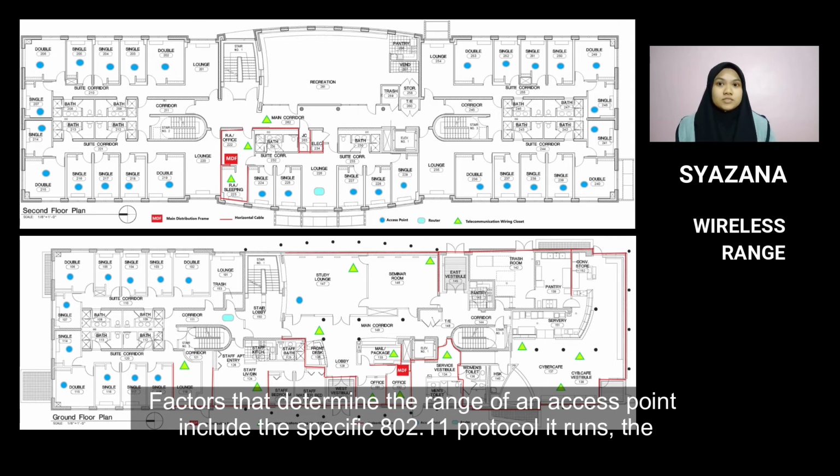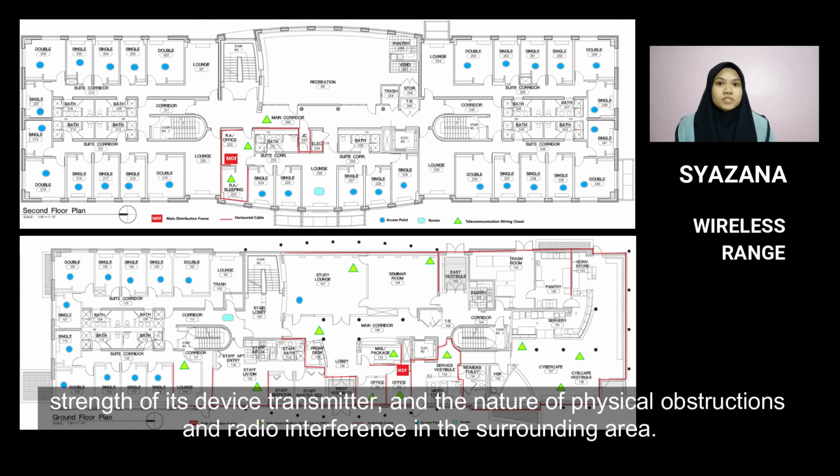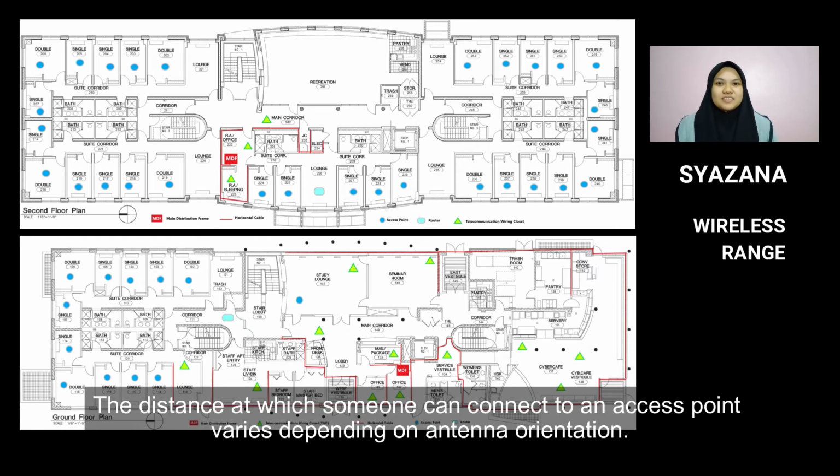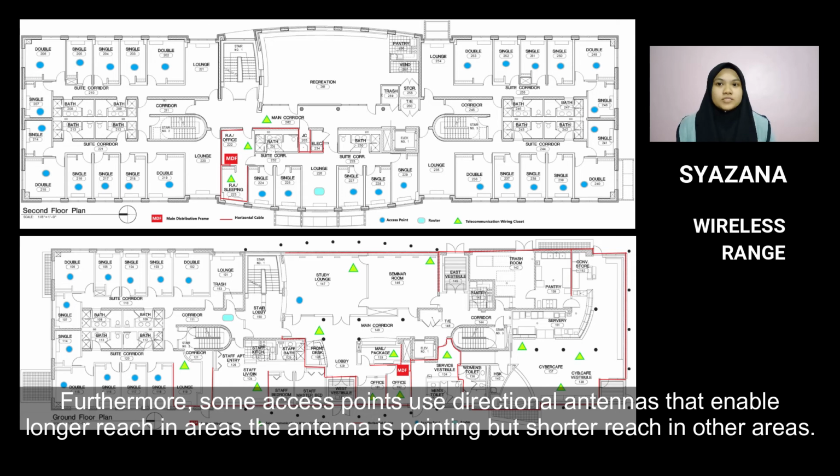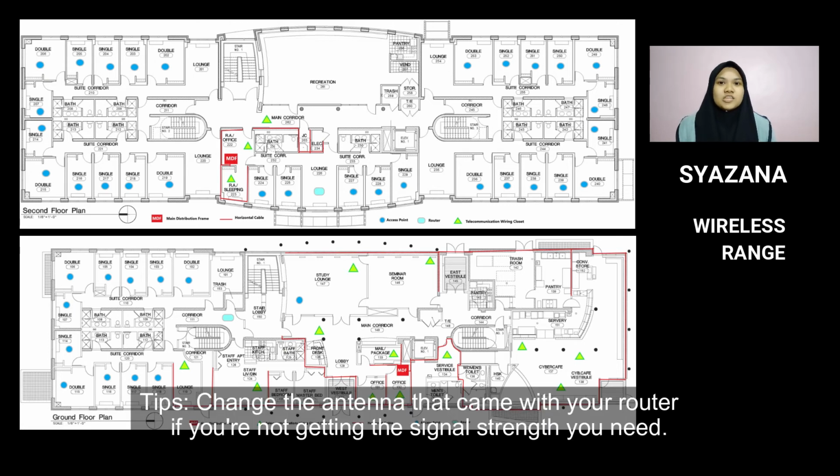Factors that determine the range of an access point include the specific 802.11 protocol it runs, the strength of its device transmitter, and the nature of physical obstruction and radio interference in the surrounding area. The distance at which someone can connect to an access point varies depending on antenna orientation. Smartphone users, in particular, may see their connection strength increase or decrease simply by turning the device at different angles. Furthermore, some access points use directional antennas that enable longer reach in the areas the antenna is pointing, but shorter reach in other areas. Tips: change the antenna that comes with your router if you are not getting the signal strength you need.